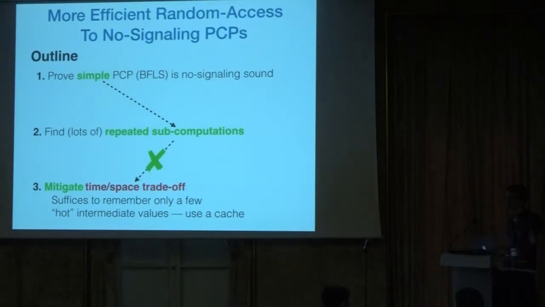Okay, so that's the high-level outline. I'm going to spend basically no time talking about the no signaling soundness analysis. I'm going to give you a brief view of what the BFLS construction looks like, and then I'll talk about some of the efficiency improvements that we do in the computation of that proof string.